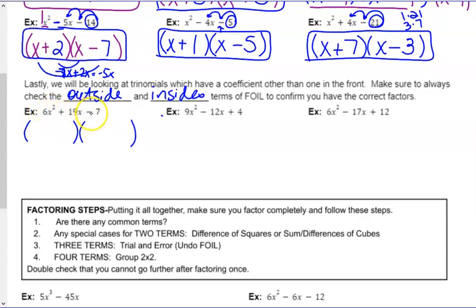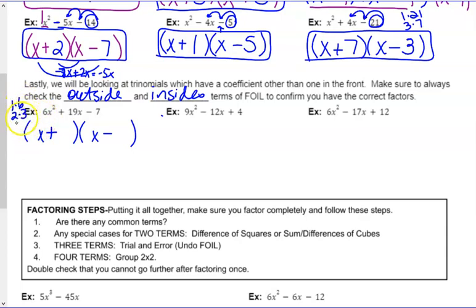Now, the signs are exactly the same. If the last sign is a minus, they are different inside. One's a plus, one's a minus, and I'm just throwing them in. I'm not sure if I have them in the right spot. I need to look at factors of 6x squared. Well, obviously with the x squared, I'm going to need an x and an x. But let's look at numbers of 6 that I want to use.